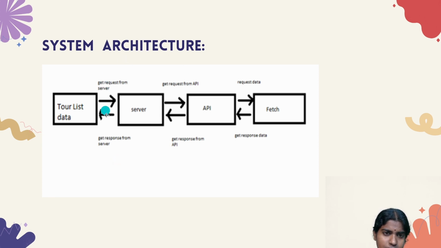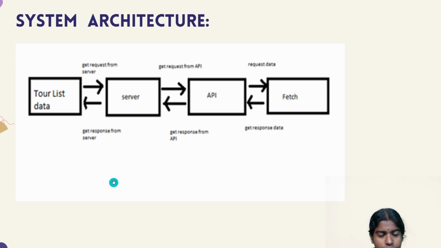Clear with this? When you look at the system architecture diagram, you can observe the different blocks involved. I have this tour list data, and then it is given to the server. I'm going to get the request from the server and from the API. Whatever the request data is, it is sent here. I get the response data from the API and it is sent back to the browser for display.